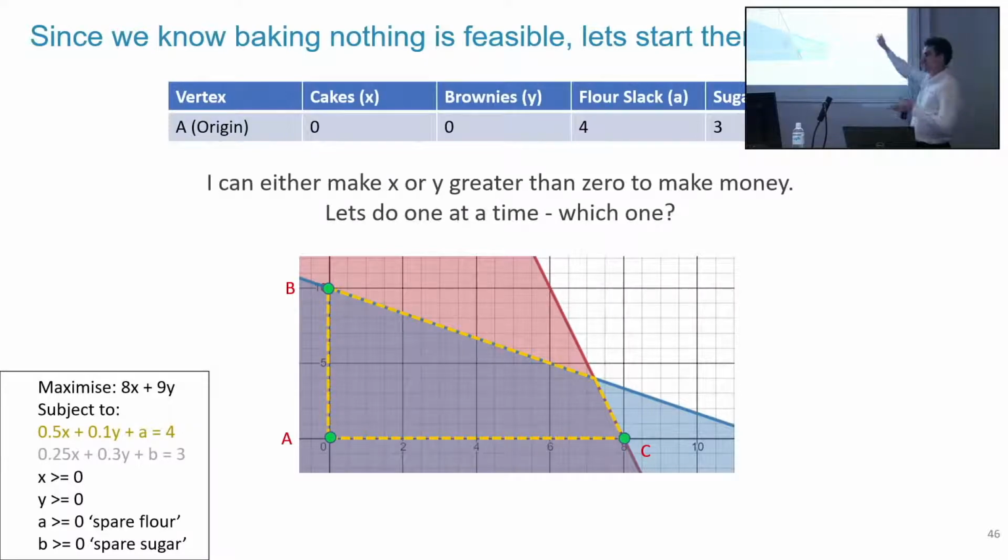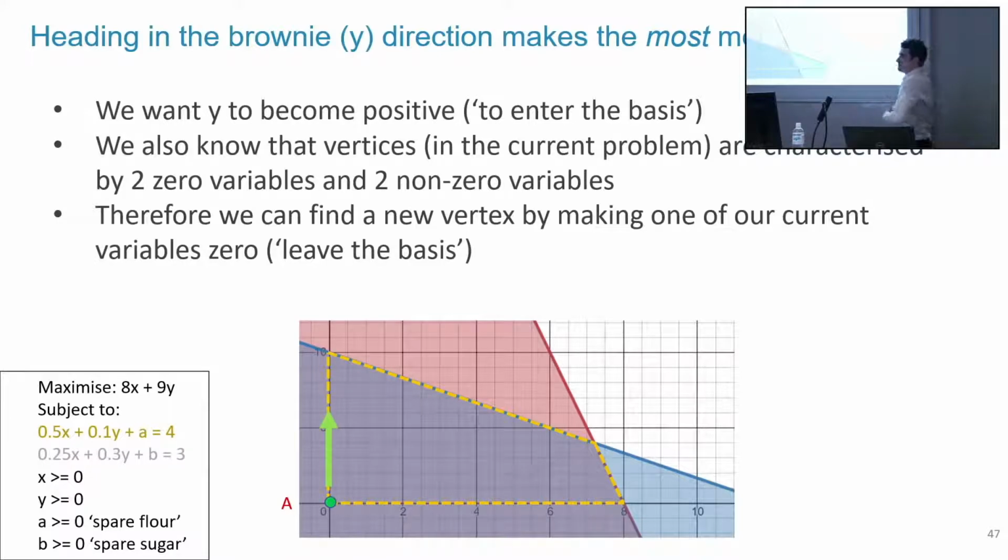We've also got this idea that 2 variables need to be 0, 2 variables need to be non-zero. So if I've got 2 that are 0, I have a choice of picking one of them to make non-zero. The one I'm going to pick first is probably the one that's going to make me the most money. If I start making Y non-zero, I'm going to earn $9 per Y, whereas if I head in the X direction, I'm only going to make $8. So I'm going to pick the variable that maximizes my objective straight away, and I'll start moving in the Y direction.